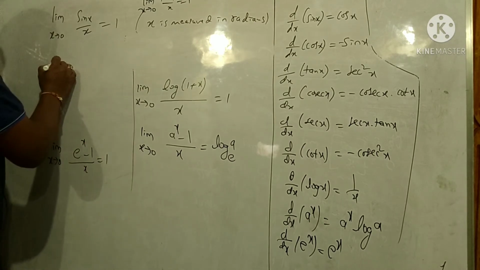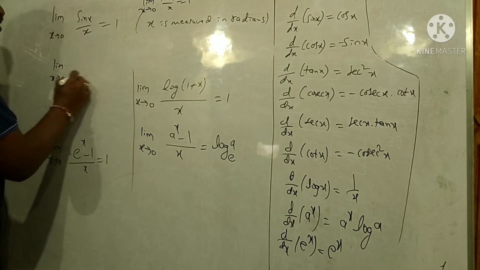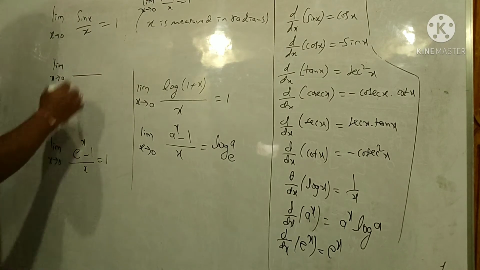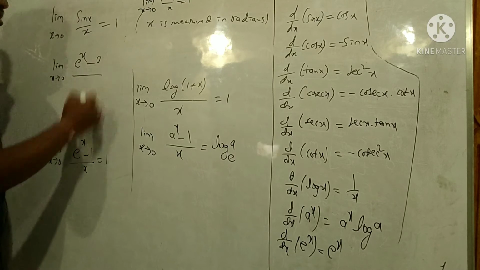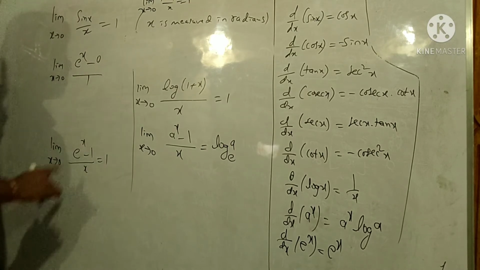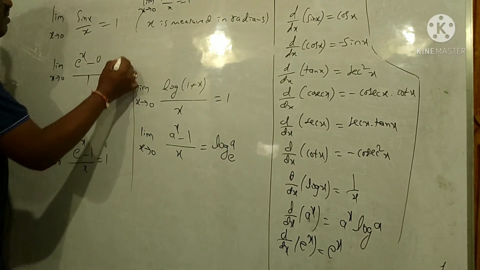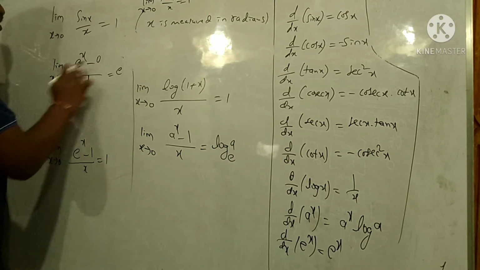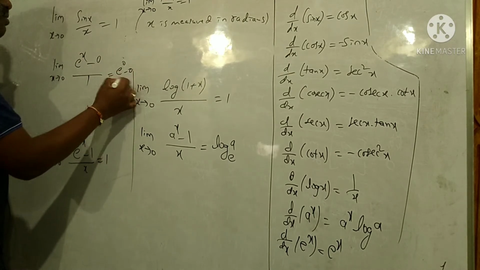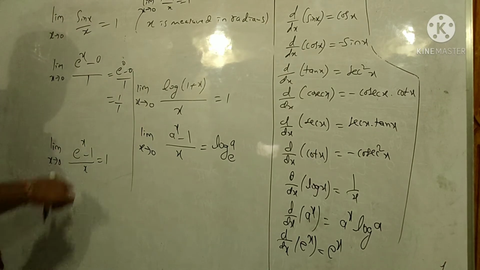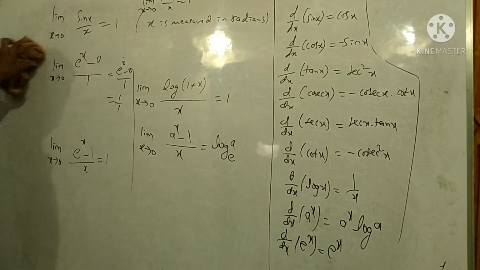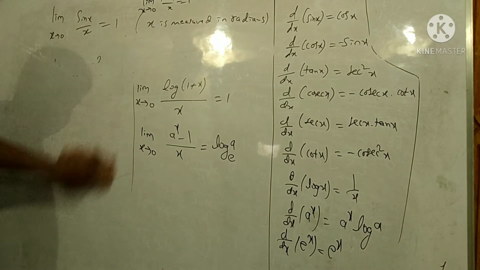So I can write limit x tending to 0. The differentiation of e power x is e power x, the differentiation of minus 1 is 0, and the differentiation of x is 1. Substitute the limit: I get e power 0 minus 0 by 1, where x is 0. e power 0 is 1, 1 by 1 is 1. So I got e power x minus 1 by x is 1. So here the proof is done.